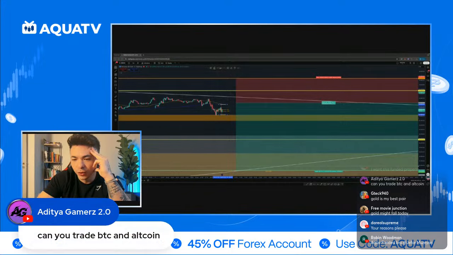Can you trade Bitcoin and altcoin? You can trade Bitcoins. Can't really trade altcoins, at least not on props. You can obviously day trade altcoins through exchanges, but not really through brokerages or prop firms.